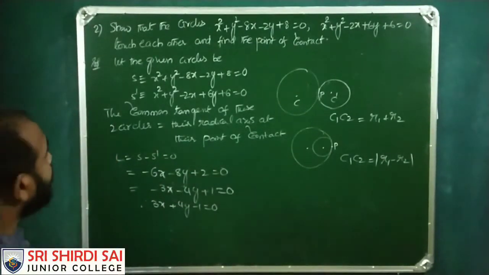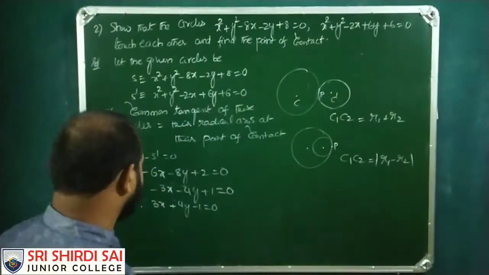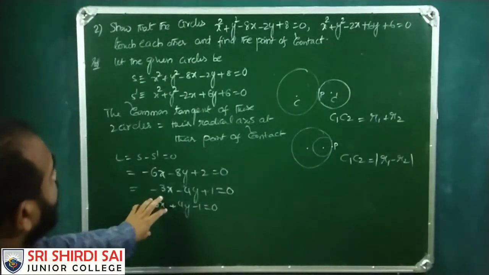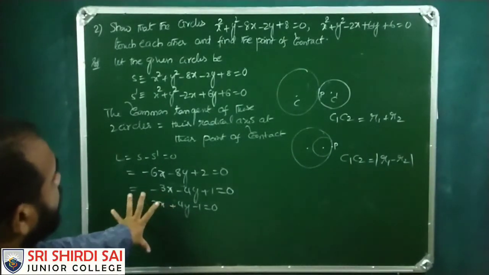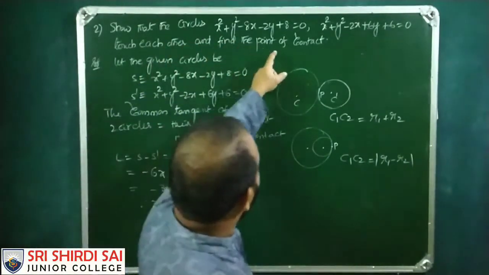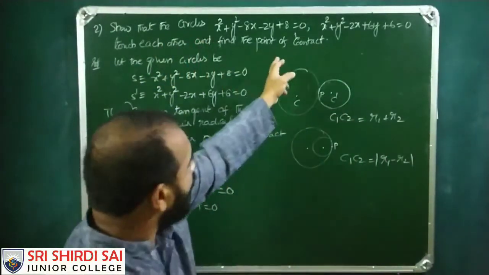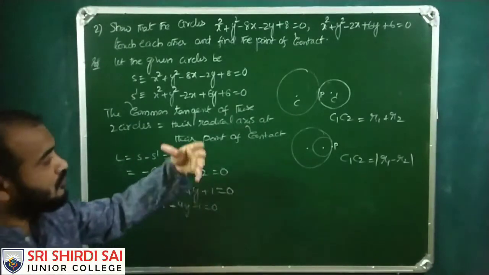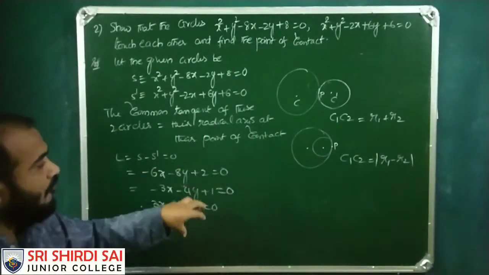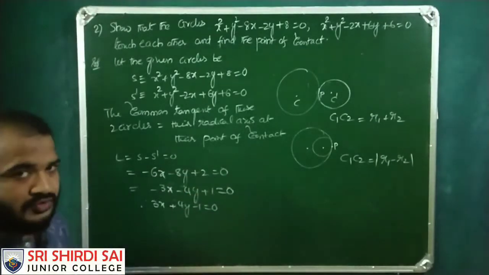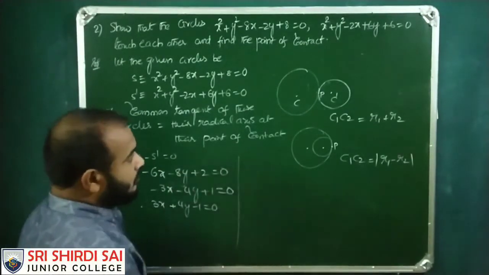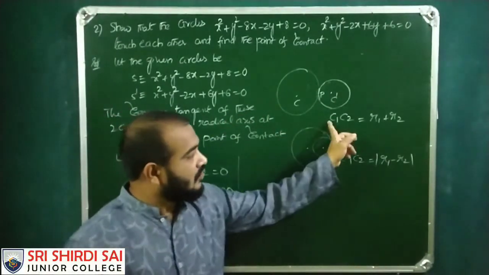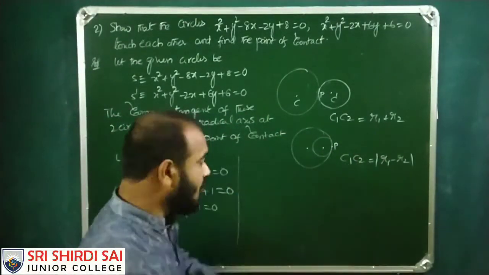Now, show that the two circles touch each other and find the point of contact. If it is not given what is the equation of the common tangent, but actually we have found it, it is not required first of all. Now, to show that two circles touch each other, C1C2 equals R1 plus or minus R2. Let us see what will happen.